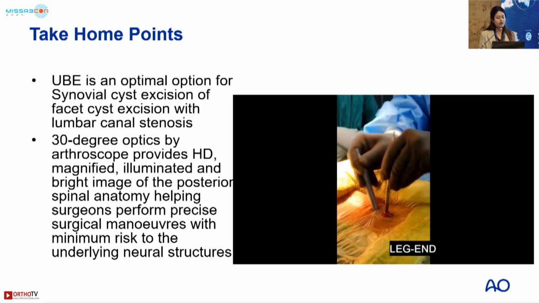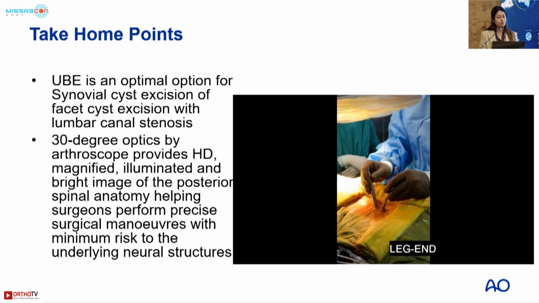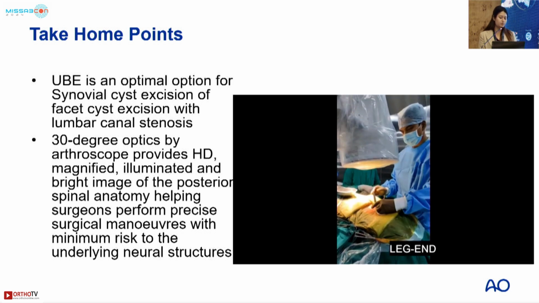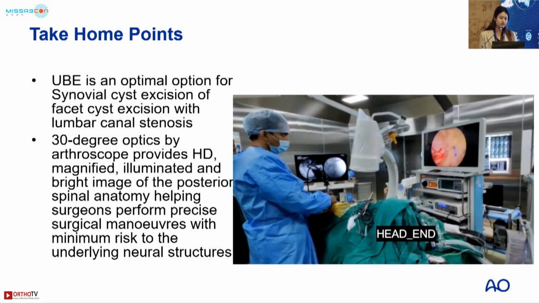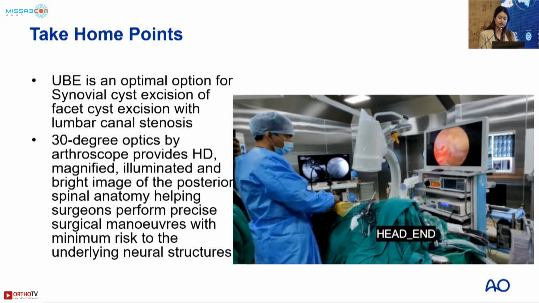30-degree optics by arthroscope provides an HD, magnified, illuminated, and bright image of the posterior spinal anatomy, helping surgeons perform precise surgical maneuvers with minimum risk to the underlying neural structures.